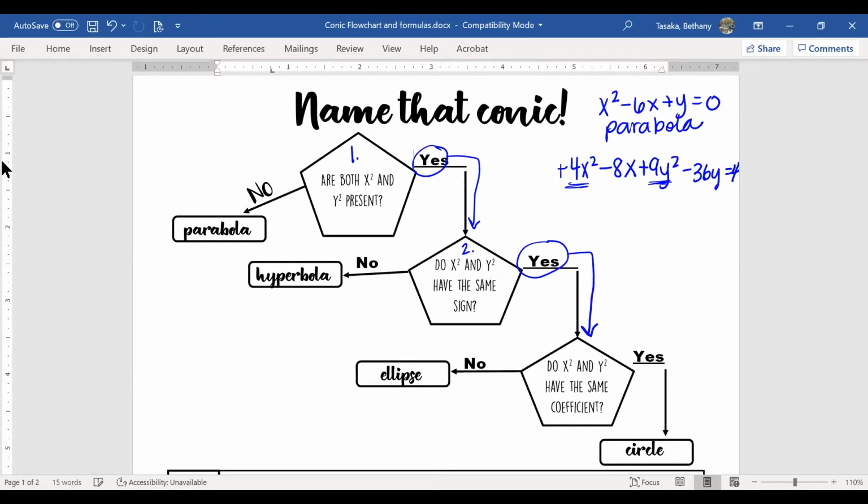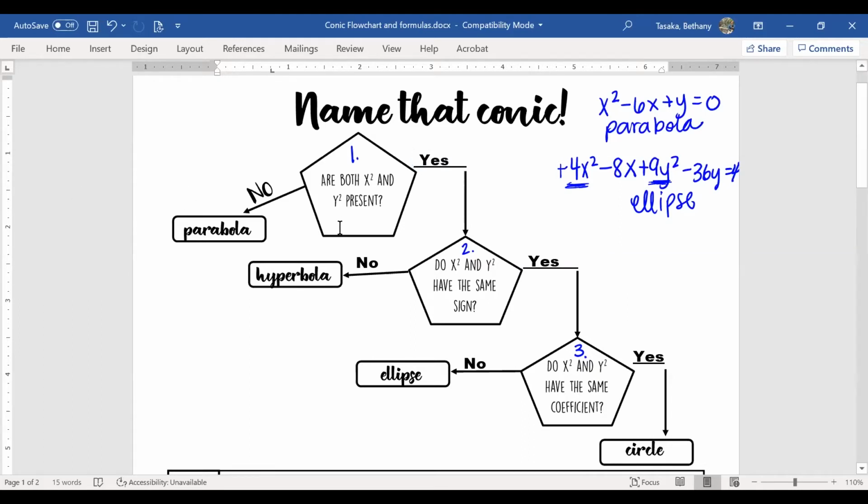Now we move to question 3. Do they also have the same coefficient? Well, this first coefficient is a 4 and this one is a 9, so our answer is no, which means this is an ellipse.